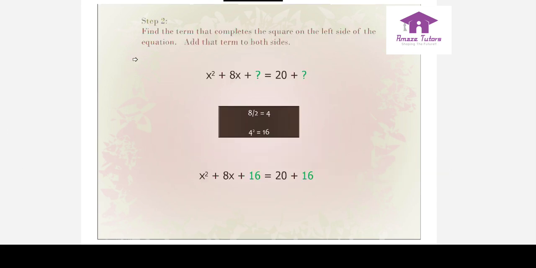Let's proceed. Step 2. Find the term that completes the square on the left side of the equation. Add that term to both the sides. What is the main important step? Divide the coefficient of x by 2, square it. Now 8 by 2 is 4. 4 squared is 16. So 16 is the number you need to add to both the sides. That is why the equation will become x squared plus 8x plus 16 equals 20 already there on the right side. That is why 20 plus 16.